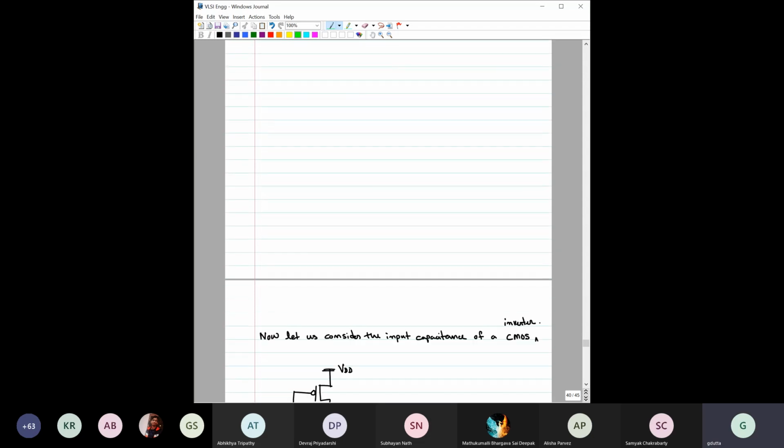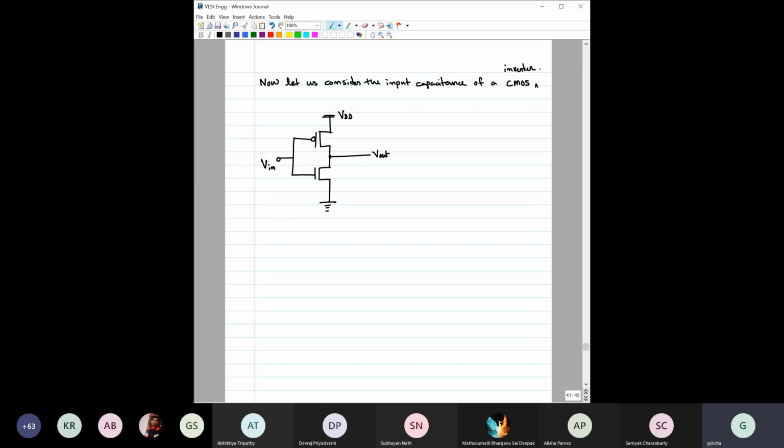Okay, so if there is no doubt, let us move to the next part. The next part is what would be the input capacitance of a CMOS inverter. So how do you estimate that? Any idea what would be the input capacitance? Basically we are looking from here and seeing what the total capacitance is. Let's see who can tell me.